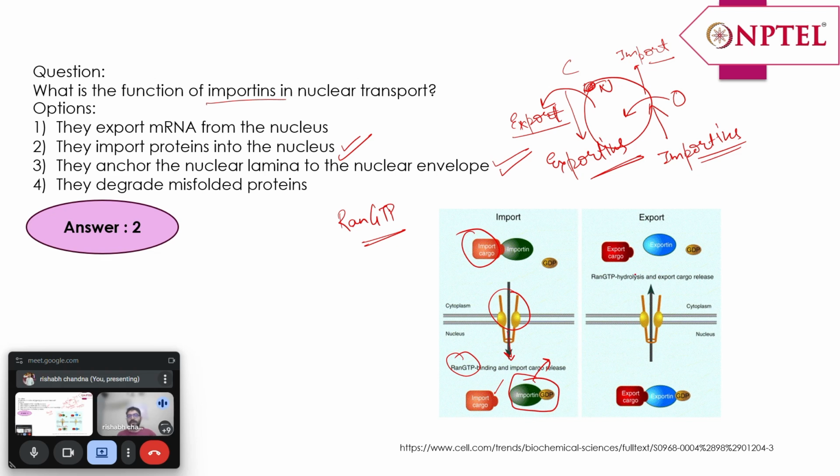Okay, the same thing happens when an exportin works. The exportin binds to the export cargo, then it leads to the release of the cargo once the Ran GTP hydrolysis takes place. So the GTP is converted to GDP and the hydrolysis takes place. This leads to the release of the export cargo in the cytoplasm. Okay, this is how both importins and exportins work. So, any doubts in this particular question?